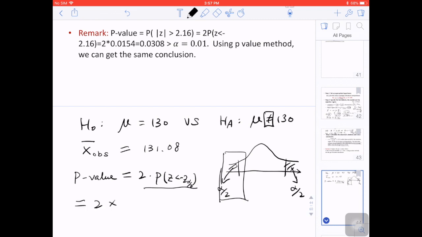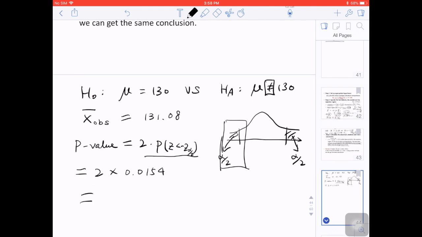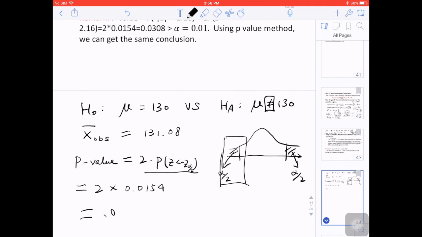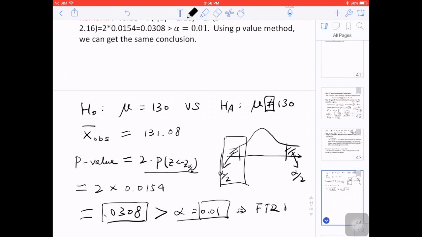So this is equal to 0.0154. So the final answer is 0.0308. And you compare this p-value to the existing alpha. If the stated alpha is equal to 0.01 in this problem, you compare this p-value to this alpha. In this case, the p-value is larger than alpha, so you fail to reject the null hypothesis, which has the same conclusion as what we did using the rejection region method. Okay?